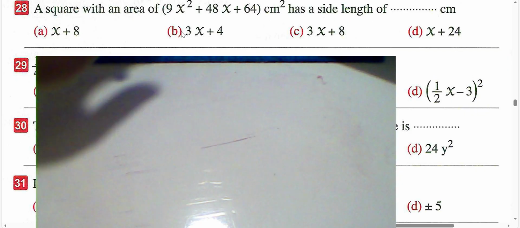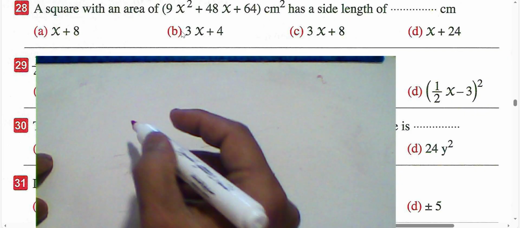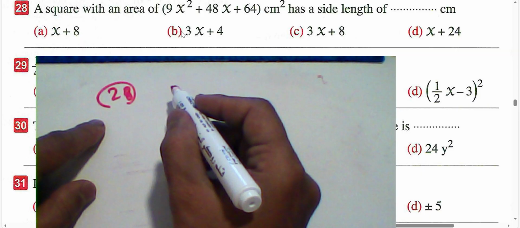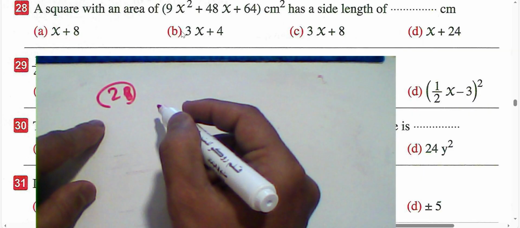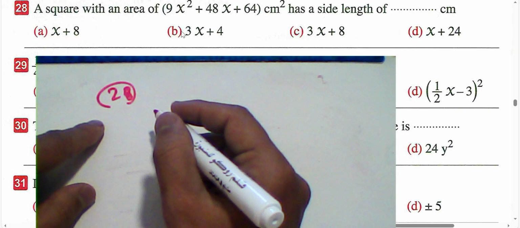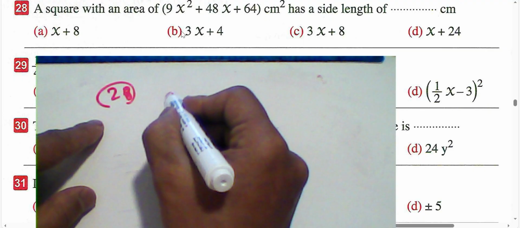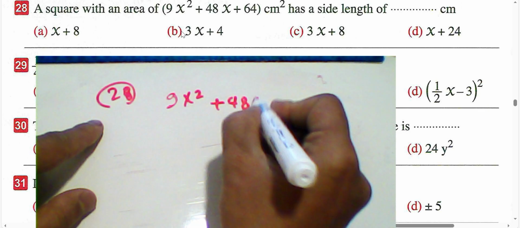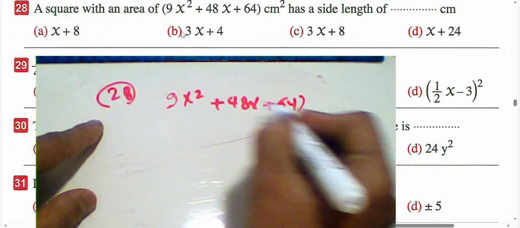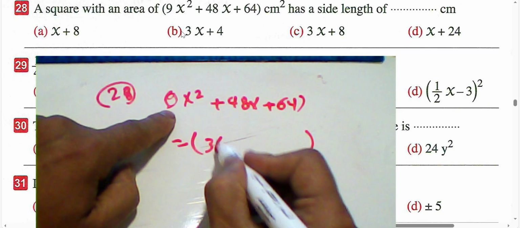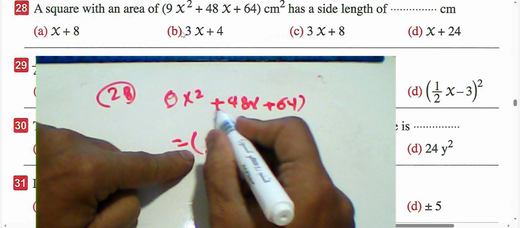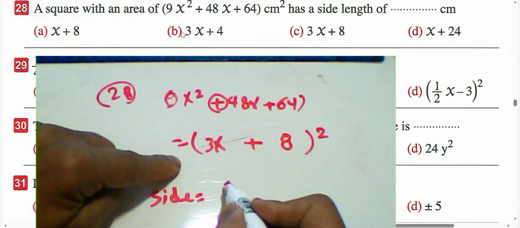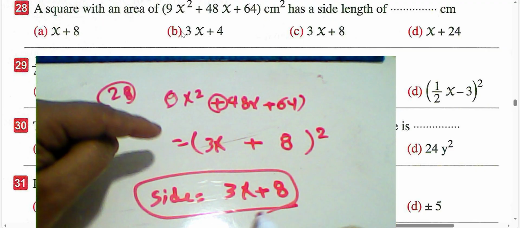Number 28 here. We have a square with an area of 9x² plus 48x plus 64 square centimeters. Then what will the side length be? The side length will be the square root of the area. So how can we find the square root of the area? We know 9x² plus 48x plus 64. We can factorize this expression using the square root of the first, the square root of the third, and write the middle sign positive, all squared. The side length will be the square root of the area, which will be 3x plus 8. The answer will be 3x plus 8.